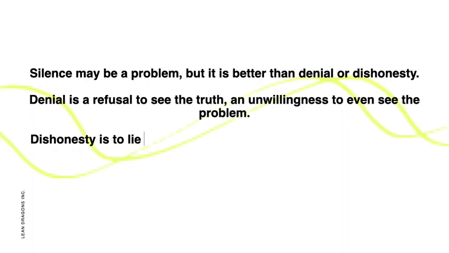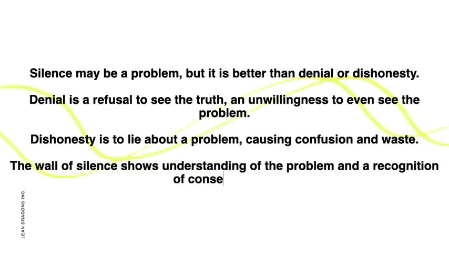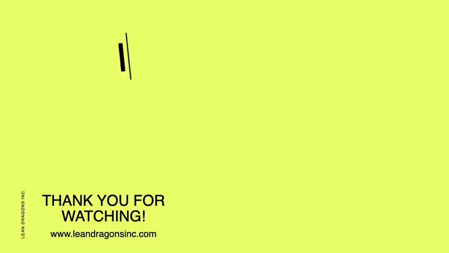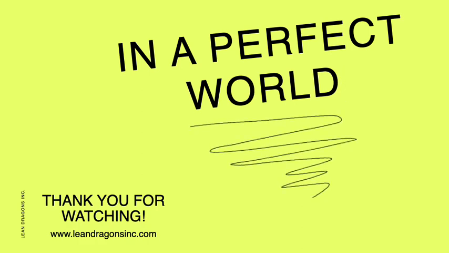Denial is a refusal to see the truth, an unwillingness to even see the problem itself. Dishonesty is to lie about a problem, causing confusion and waste. The wall of silence shows understanding of the problem and a recognition of consequences. In a perfect world, everyone will sit down and enthusiastically answer the questions truthfully because it's the right thing to do. But it's unlikely that this will happen during the first tries at 5 why. It will require certain behaviours from managers to get to this place.